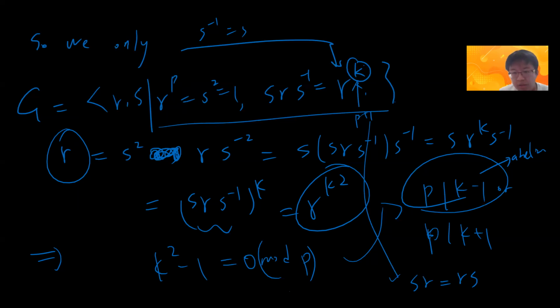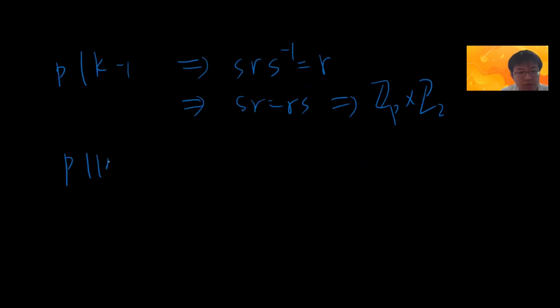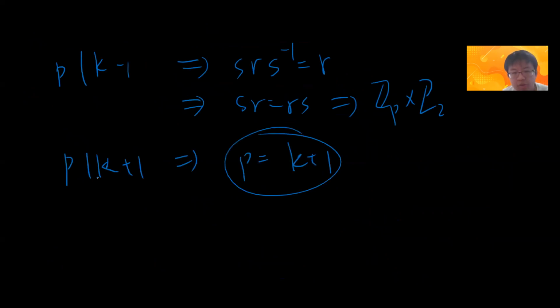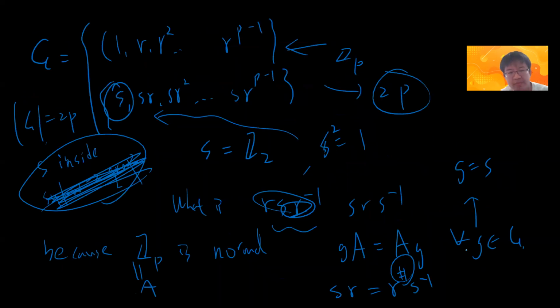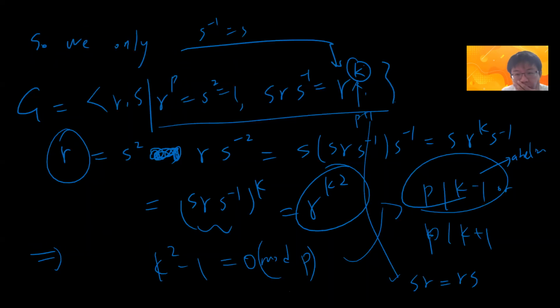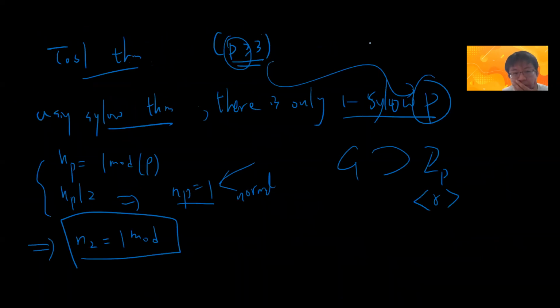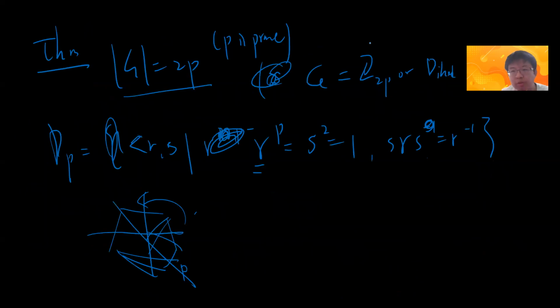And if P equals K plus 1, I can just write that without loss of generality. So S R S inverse is basically R^(P-1), so it's R inverse. By definition, this is a dihedral group. So if this is minus 1, then we get our definition of the dihedral group. It's exactly the same.